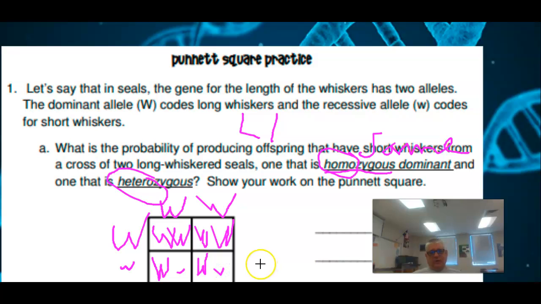Now, what you should be able to see out of this is that it has a capital in each one. That means it's dominant. So what's going to show up is the capital, which is long whiskers. Now you could have used L for long and then the lowercase for short. That would have worked just as well. But they already set it up with the W, so that's probably the best thing to do. So 100% of them.